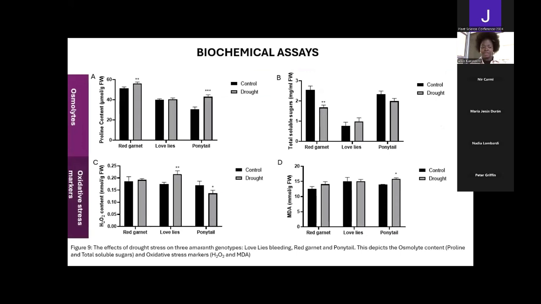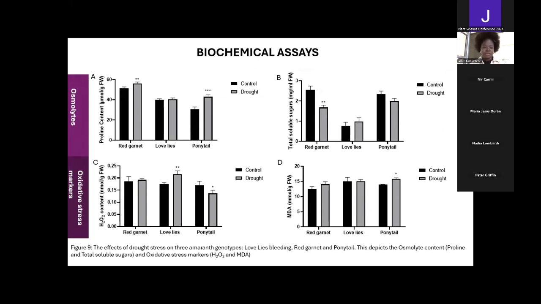Finally, I checked the osmolyte content of the 3 genotypes. And first of all, I looked into the proline content. So proline accumulation usually occurs when the plant is under a lot of stress, because this is one of the first traits and one of the first signals of the plant trying to induce either drought tolerance or showcasing that the plant is actively under drought stress.